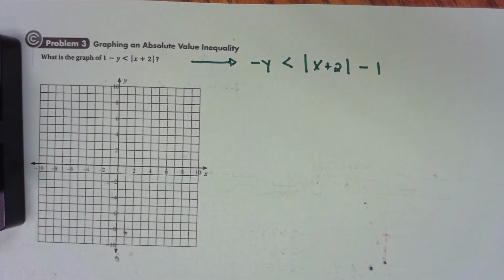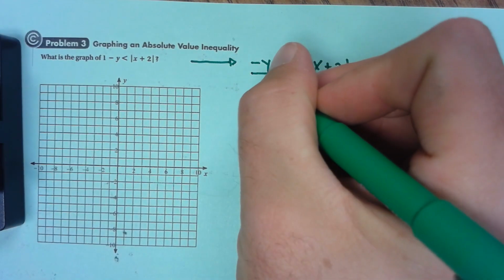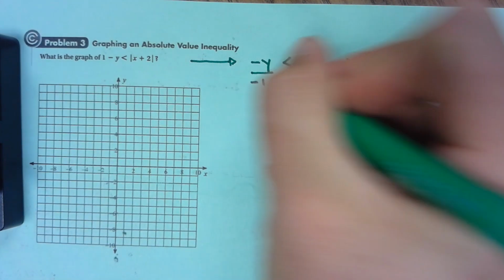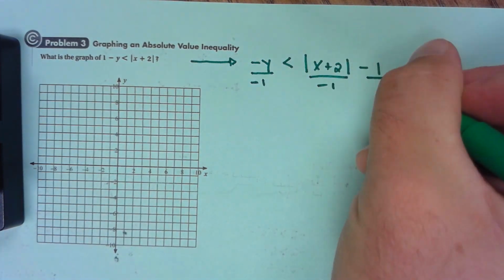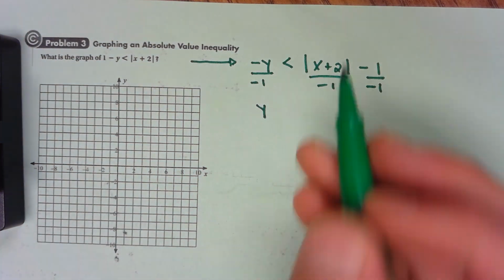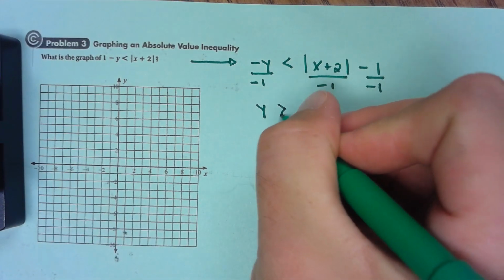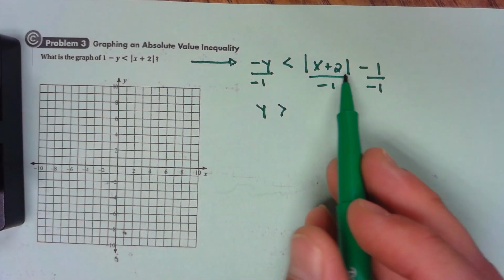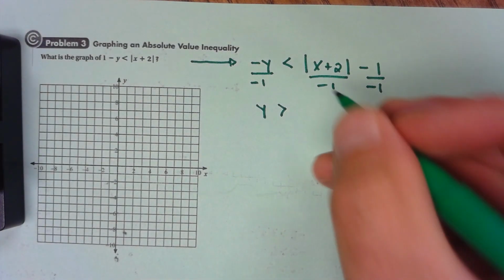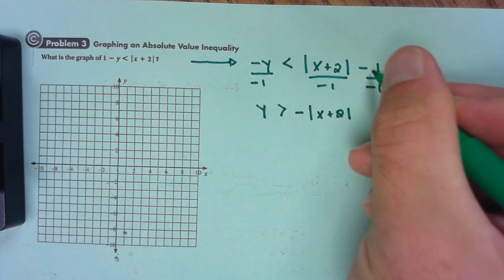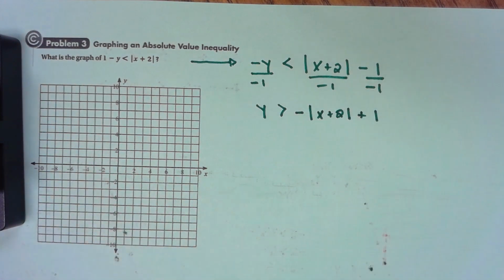The next thing is that the y is negative. We need it to be positive. So I'm going to either multiply or divide the entire equation by a negative 1. So that makes this y. The less than will flip to be greater than. Negative 1 or absolute value divided by negative 1 just makes that whole term negative. And then a negative divided by negative is a positive.